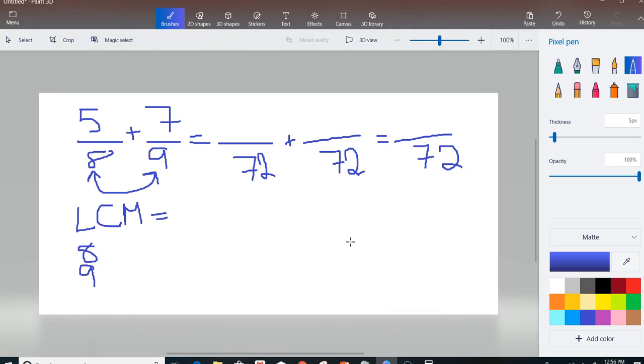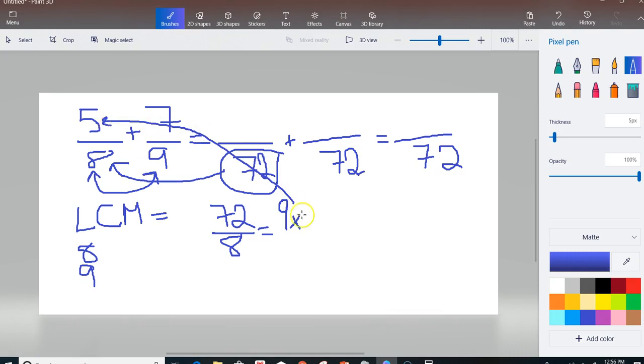Now this is the part that is the most difficult to follow, so pay attention. We take 72 from the first fraction, and we divide it by 8. Why 8? Because 8 is the denominator of the first fraction. This gives us 9. And then 9, we're going to multiply by the numerator. This gives us 45. So we're going to put 45 here on our first fraction.